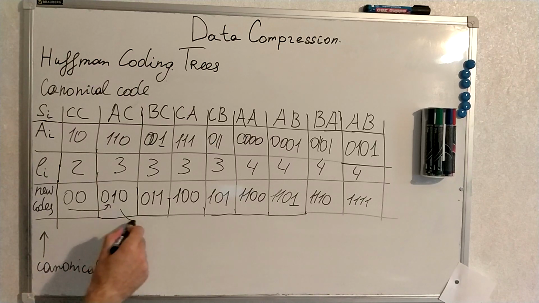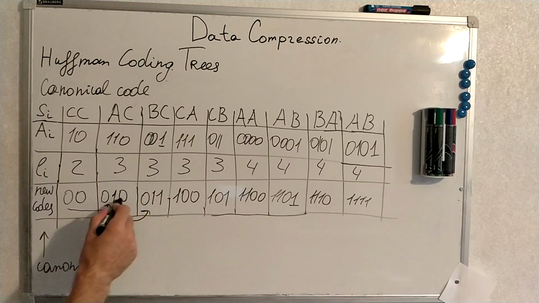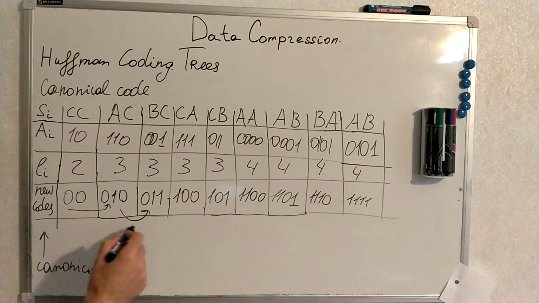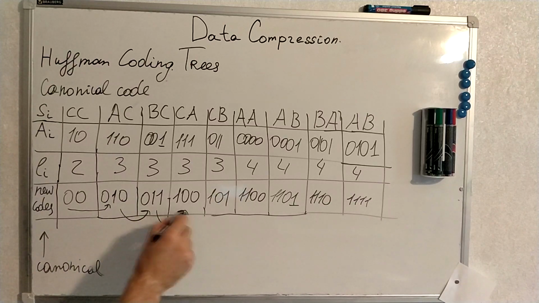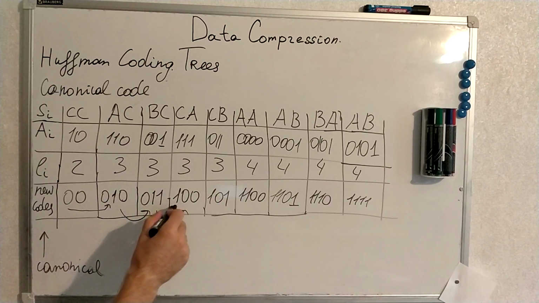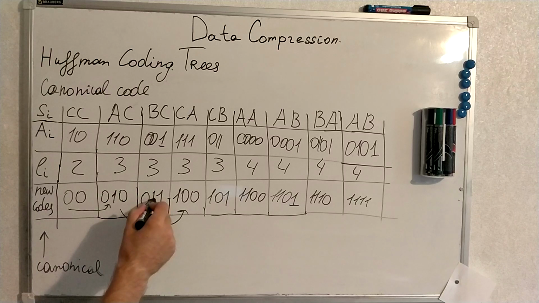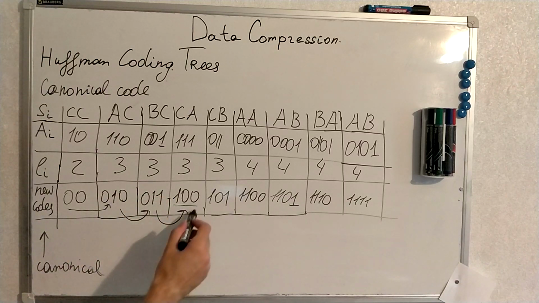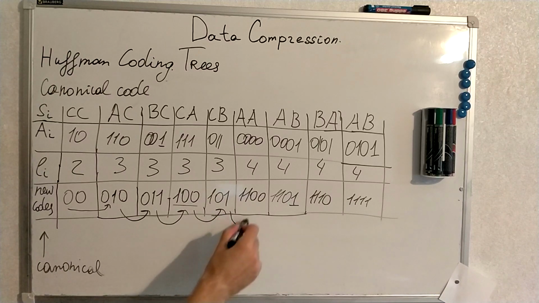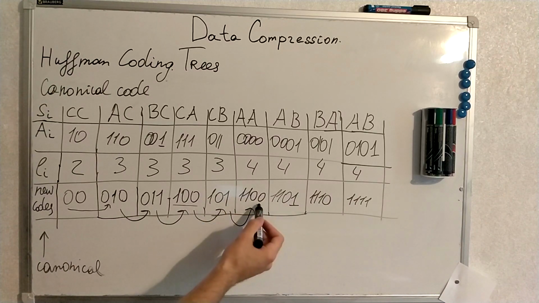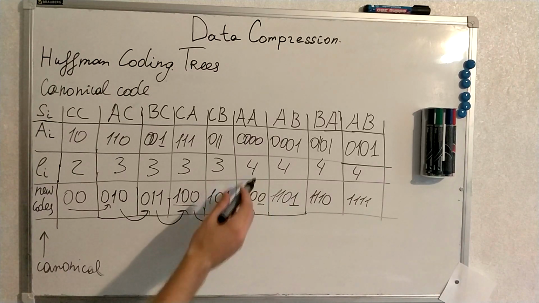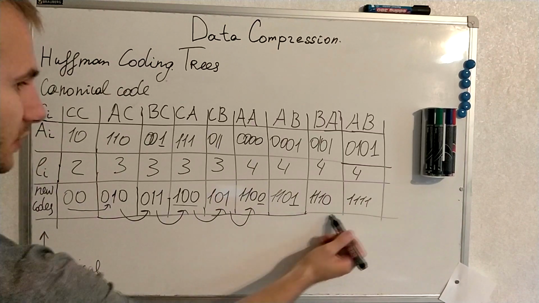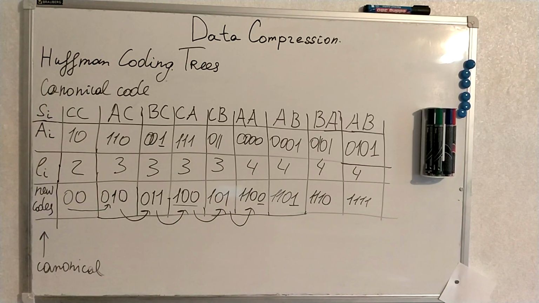Here, we took this code, added 1 to the place of 0. Here we took this code, added 1 in binary, and if we add 1 in binary to this number, we will produce this number in binary. Here same, plus we added 0 to the end because of the length 4. And in similar fashion we continue up to the very end. I think it's clear.